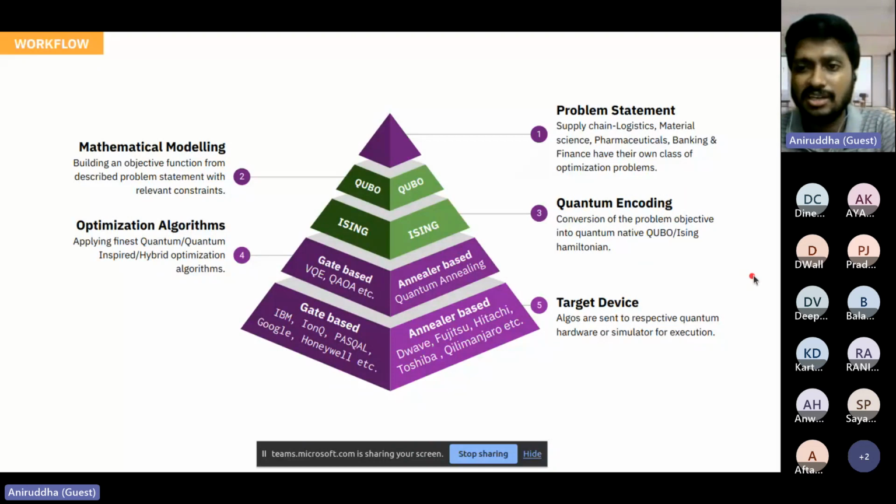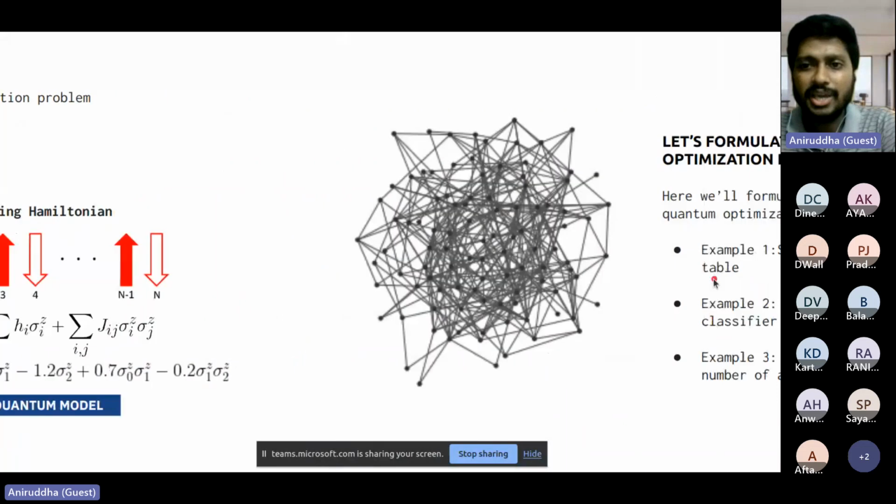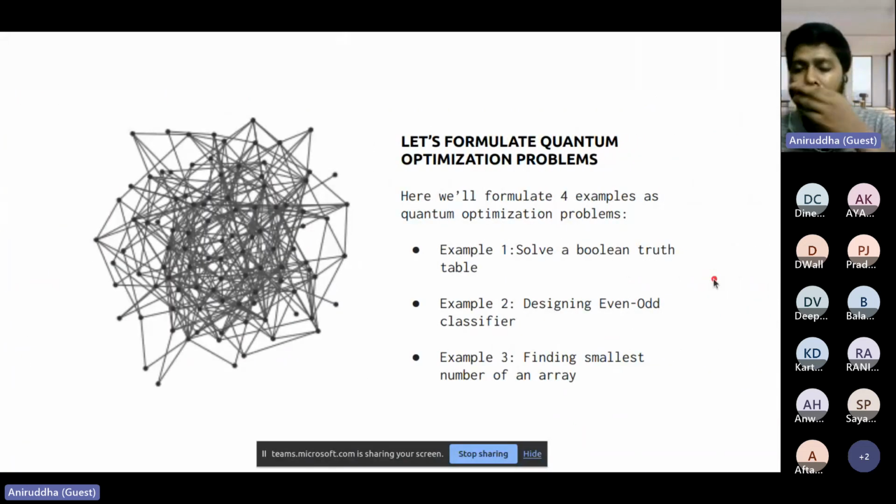Now I'll be talking about a couple of very simple examples. Mainly I have three examples here. One is solving a Boolean truth table, another is designing an even-odd classifier, and the third is finding the smallest number using the same approach. Let's come to the first example, solving a Boolean truth table problem.